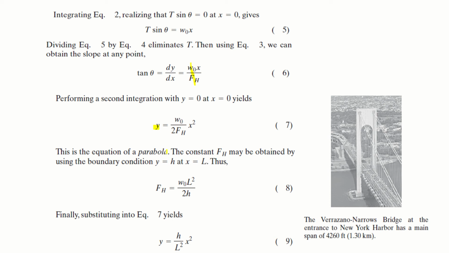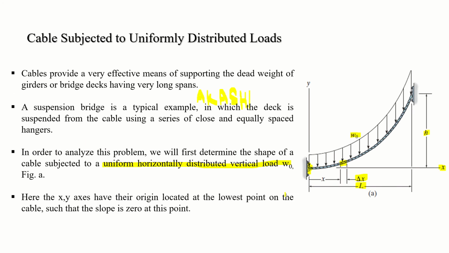This is the equation of a parabola. See, so from here you know that the shape of the cable is now parabolic. The constant fh may be obtained by using the boundary conditions. For example, previously you have used that at x is equal to 0, y is also 0. Now you can use this boundary condition that at this support, when x is equal to L, your y is equal to h. Right?